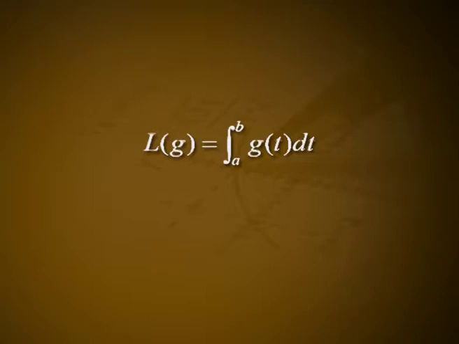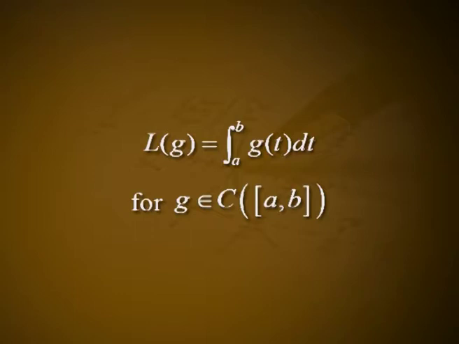Example 7. Let the closed interval [a, b] be a closed interval on the real line and let C[a, b] be the space of continuous real valued functions on [a, b]. Then it can be verified that L from C[a, b] to R defined by L(g) = integral a to b of g(t) dt for g belonging to C[a, b] is a linear functional on C[a, b].